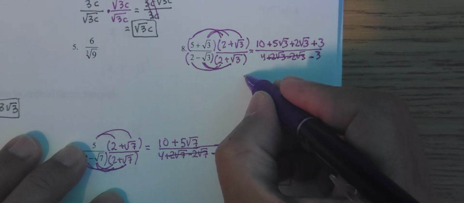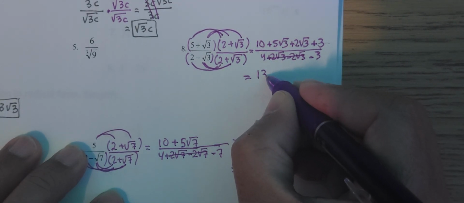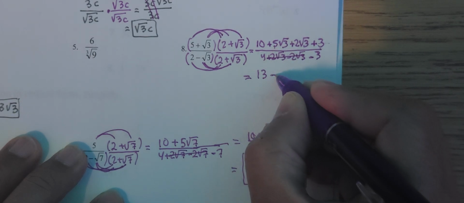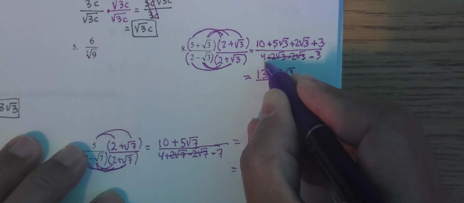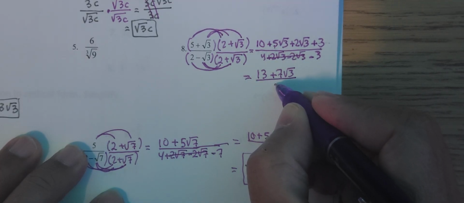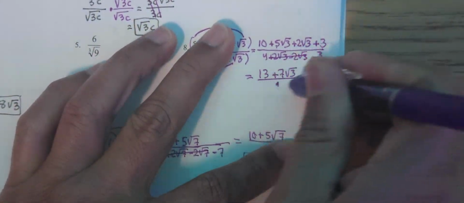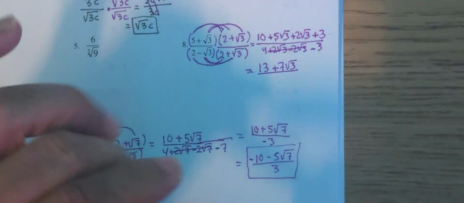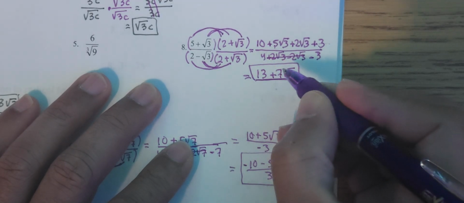And then we have 10 plus 3 on the numerator. So that becomes a 13. 5 plus 2, that's 7 square root of 3 over 4 minus 3, which is 1. So then, I mean, you can write the 1, but you don't have to. Since it's over 1, I'll just leave it like this. So this is the final answer for number 8.